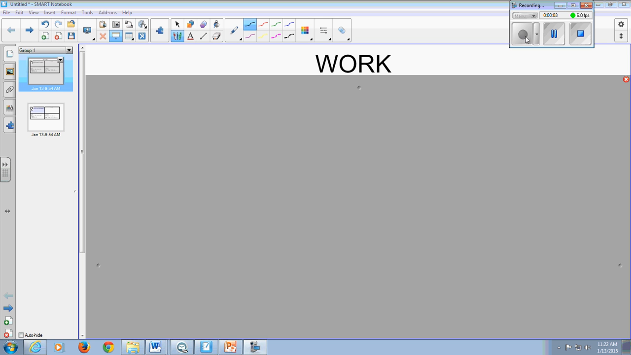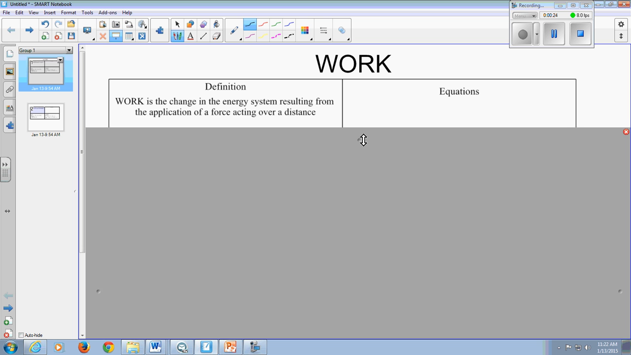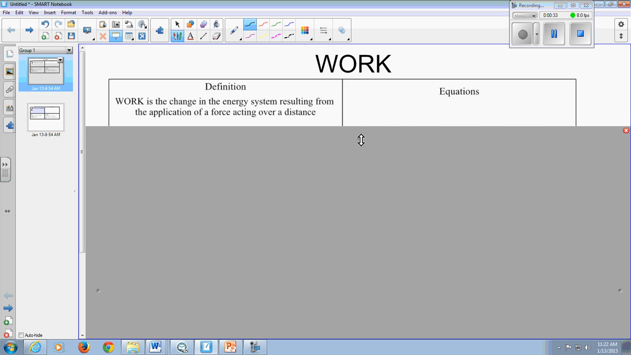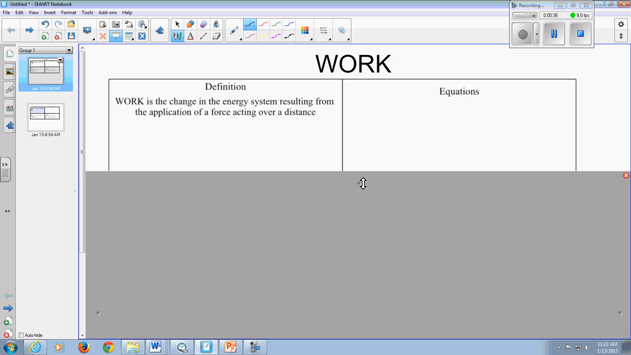Chapter 6 deals with energy. And when we talk about energy, one of the first concepts that we deal in is work. The reason we deal with work is because work is essentially a change in energy system. By definition, work is the change in the energy system resulting from the application of a force acting over a distance.